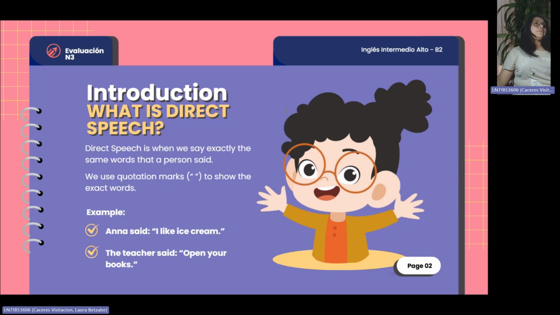Let's look at some examples. Anna said, "I like the ice cream." The teacher said, "Open your books." We do not change the words. We repeat them exactly the same. Did Anna change her words? No, she said them exactly.